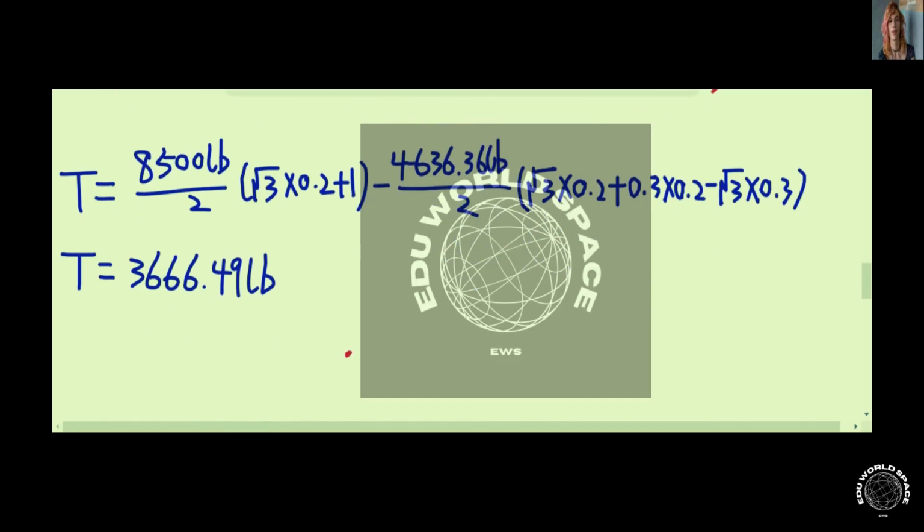And this will give us the tension, which is the force in the cable needed to begin the lift, equal to 3,666.49 pounds. And this is the answer for this question.